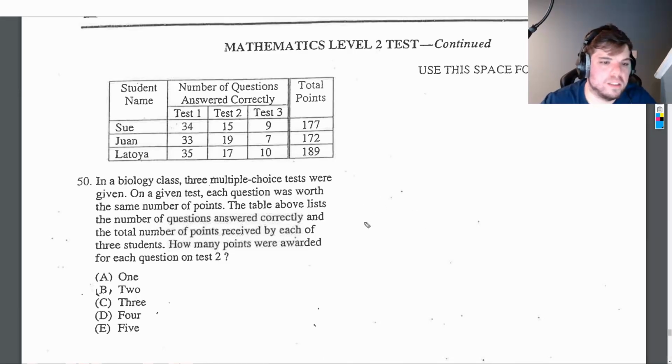Okay. Oh, so much reading. In a biology class, 3 multiple choice tests were given. In a given test, each question was worth the same number of points. The table above lists the number of questions answered correctly and the total number of points received by each of the 3 students. How many points were awarded for each question on test 2? Oh, so this is a 3-variable system of equations?